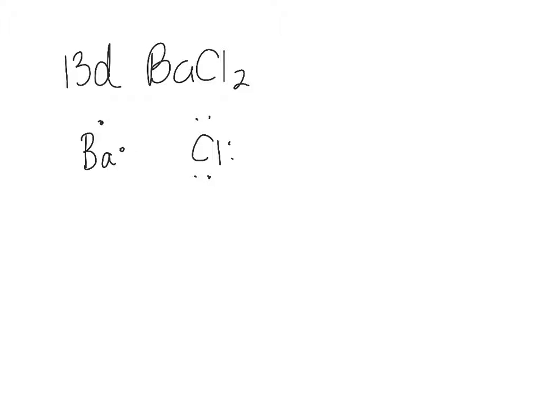What's the maximum number of electrons you can have? 8. So, this one can go over here. There's my 7. So, because one electron can go to one chlorine, barium needs to have another chlorine to take the second electron. Okay?